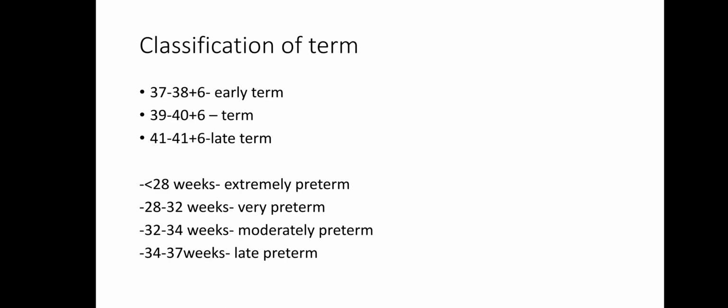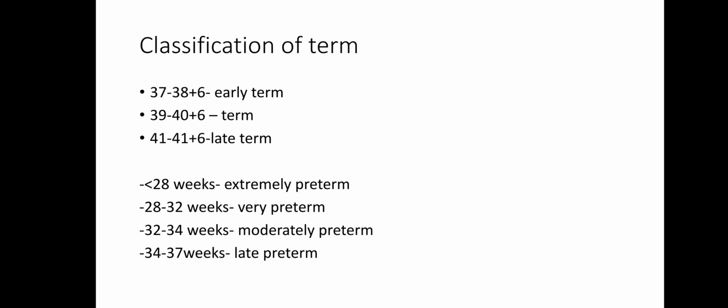When we think of term, it is when the baby is mature, ready to be delivered. So term starts at 37 weeks technically. 37 to 38 plus 6 days is early term. It's term but early term. 39 to 40 plus 6 days is now full term. That's the ideal delivery gestation. 41 to 41 plus 6 is late term. After 42 weeks, it's post term, or as we call it, post datism. That means that the baby is now beyond the normal gestation period of a human being.